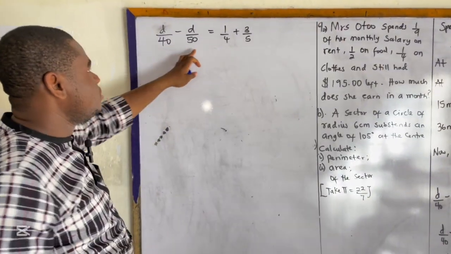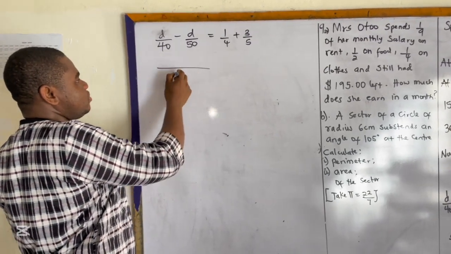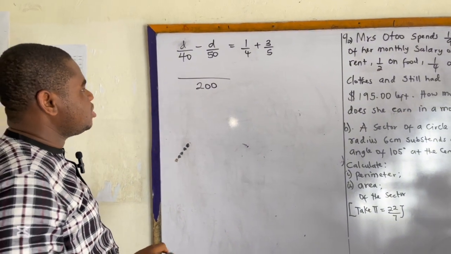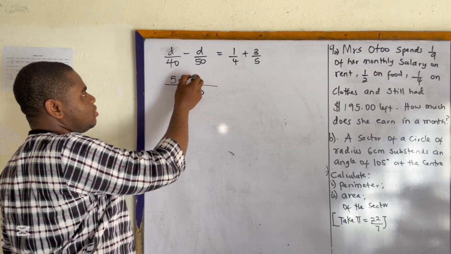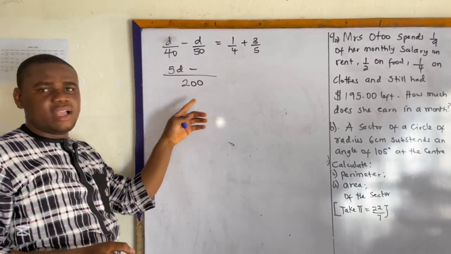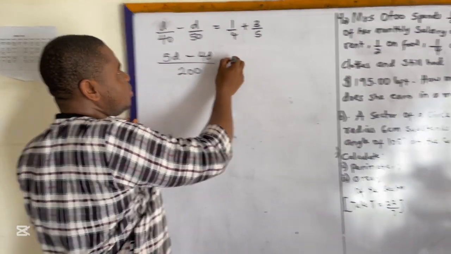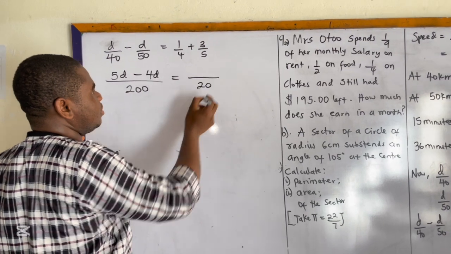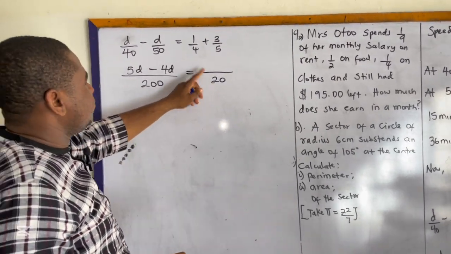Now we are going to find the LCM of 40 and 50, that is 200. So 40 goes into 200, that is 5 times. 5 times d is 5d, minus, 50 goes into 200, that is 4 times. 4 times d is 4d. The LCM of 5 and 4 is 20. So 4 goes in here 5 times.